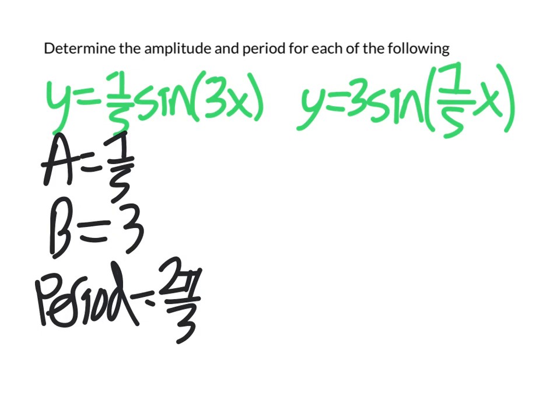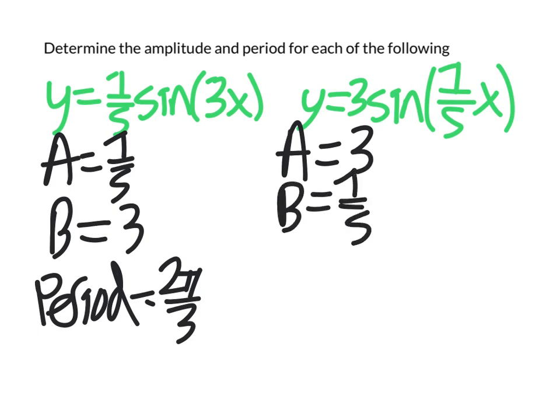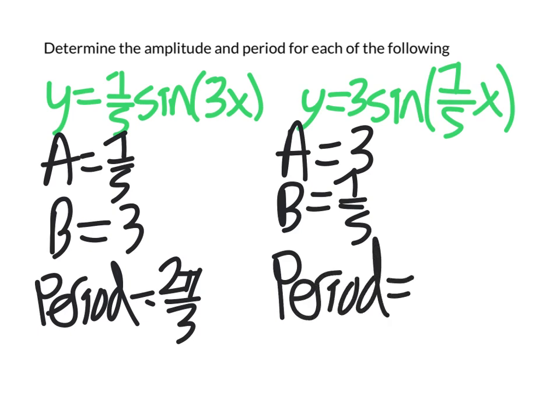Next, for y equals 3 sine of 1/5 of x, we know that the amplitude is 3 and the frequency, or b, is 1/5, so the period would be 2 pi over b, or 2 pi over 1/5, which would be 10 pi.